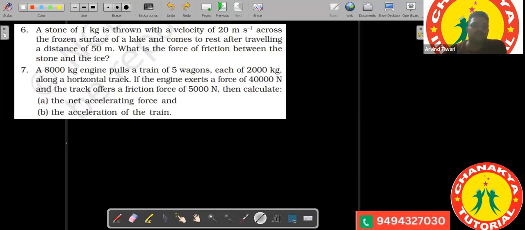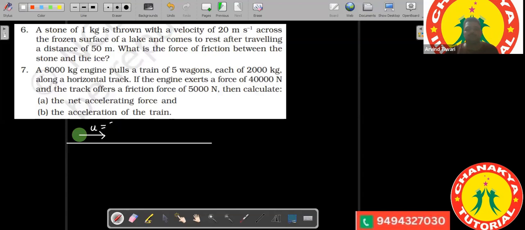So you have a stone. A stone is being thrown over here on the frozen surface of a lake. So on this frozen surface of a lake, we are throwing a stone with initial velocity of 20 meters per second. Then the stone comes to a rest after traveling a distance of 50 meters. So it travels a total distance of 50 meters.